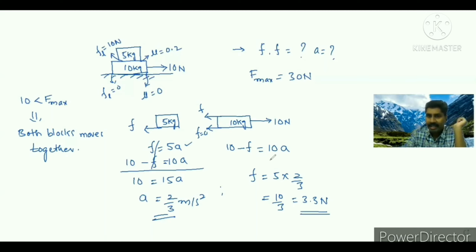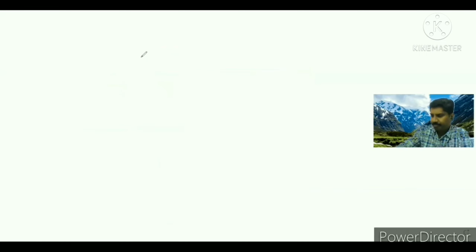In the bottom block, they are applying a force less than F max. Then what is the frictional force in between them? We got it. Next, in the top block, the 5 kg block, we will see.